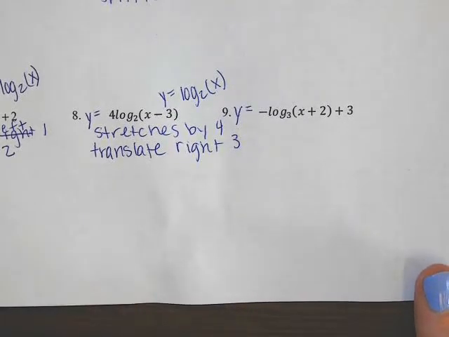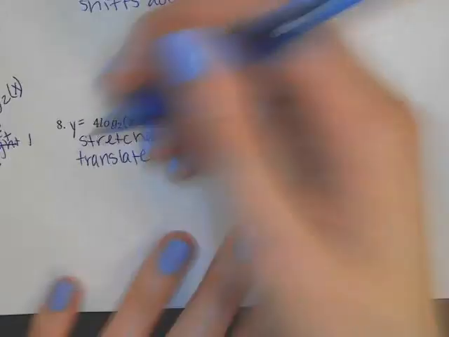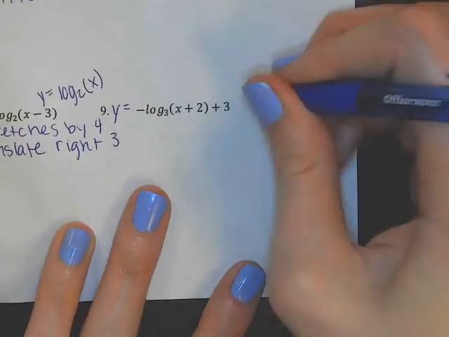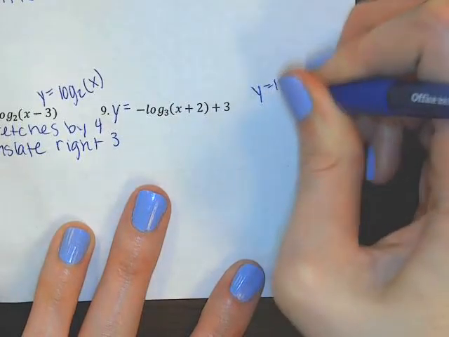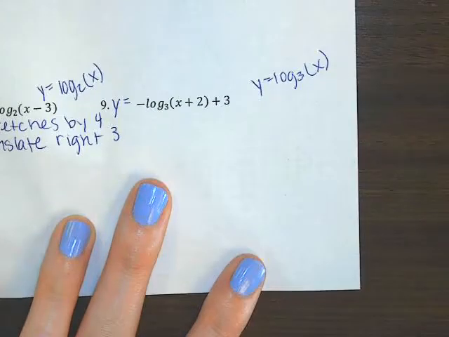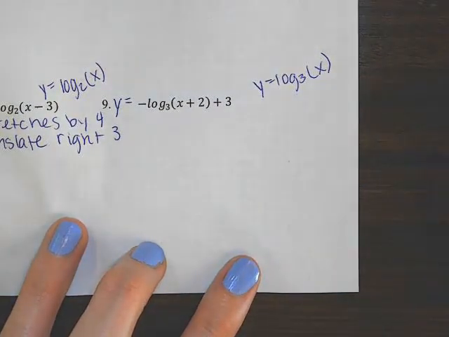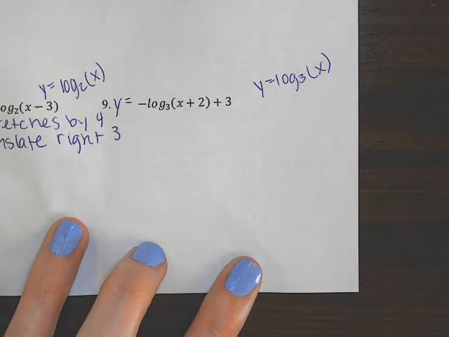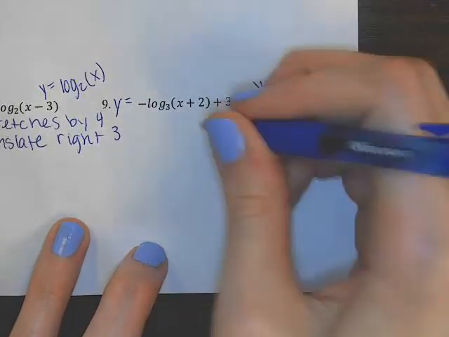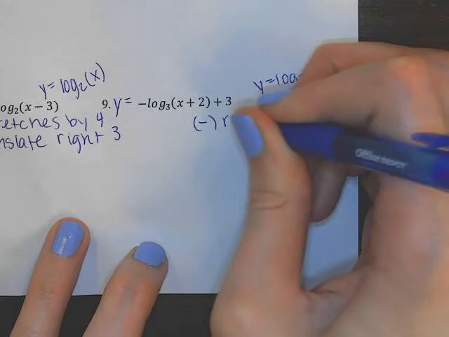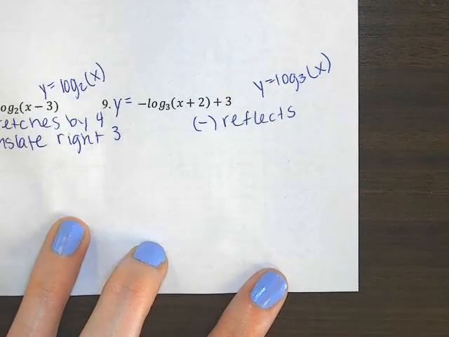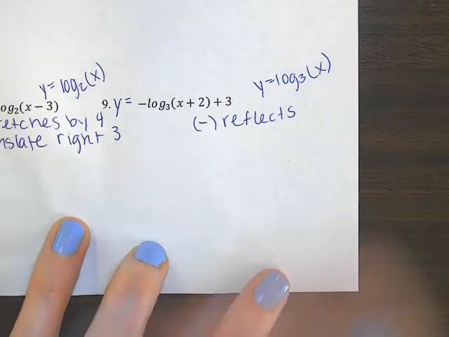Okay, last one, and then we'll start graphing and doing domain and range. Okay, number 9. The parent function would be log base 3 of x. Do we have an a value? No, there's a negative. So if we do have an a, it's -1. So it doesn't make you stretch or compress, but what does it do? Reflects. So the negative just makes you reflect. The plus 2? Left 2.